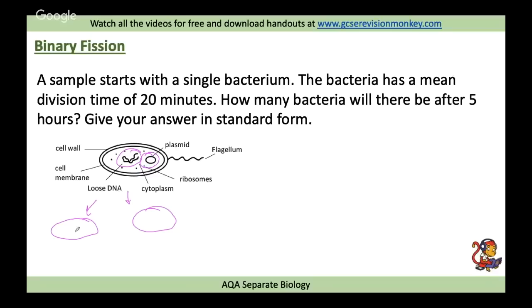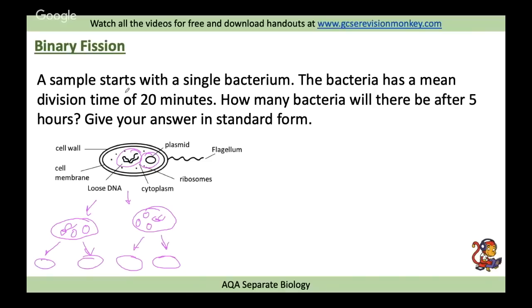If you've replicated the plasmid, sometimes it just goes unevenly. Sometimes you might have random numbers in each one. And then your loose DNA and then you'd replicate again, and so on and so on. So it's just cell division for bacteria. That's binary fission. Now, you're going to be asked calculations for this.